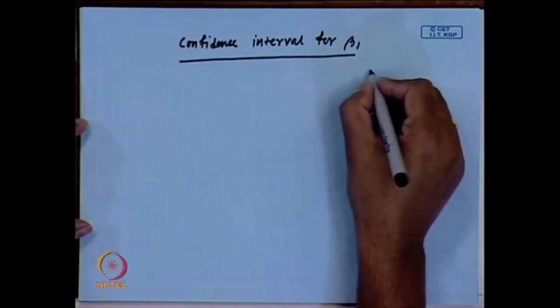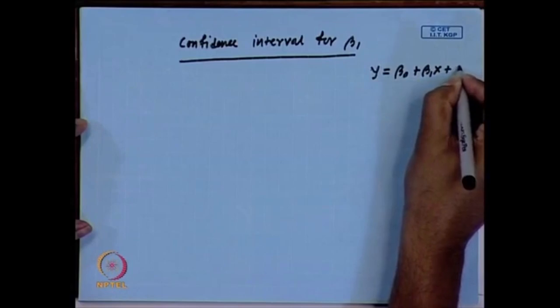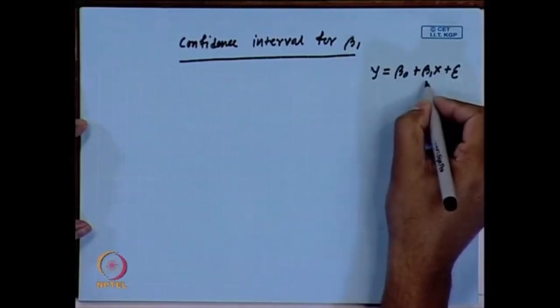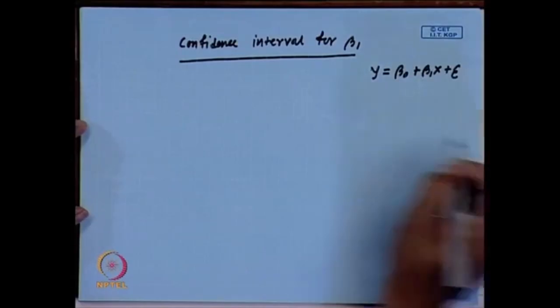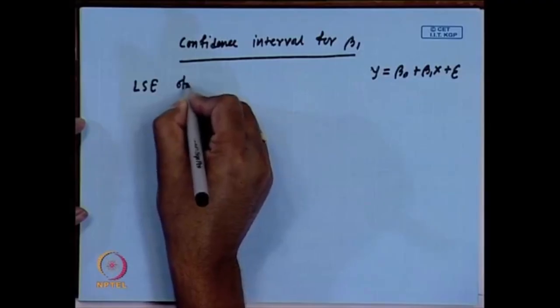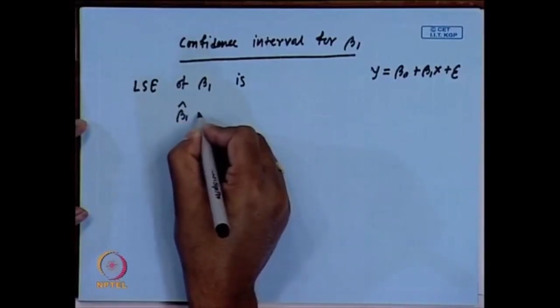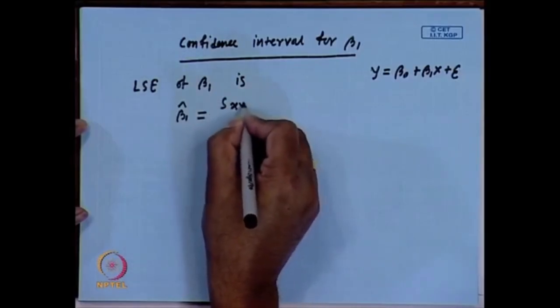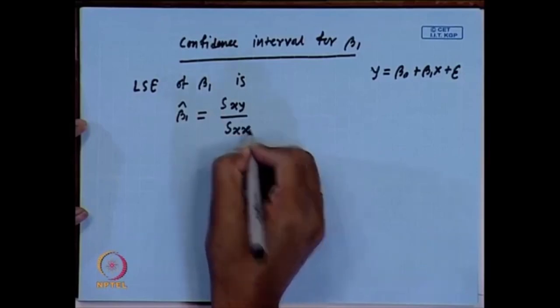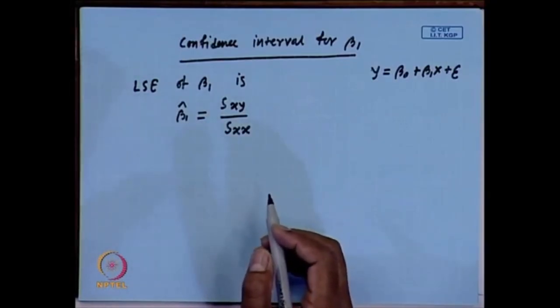Our model is y equal to beta naught plus beta 1 x plus epsilon. Beta naught is called the intercept, and beta 1 is basically the slope. We know that the least square estimator of beta 1 is beta 1 hat, which is equal to S x y by S x x. This estimator is the result of least square estimate, and more precisely, this is called the point estimation of beta 1.